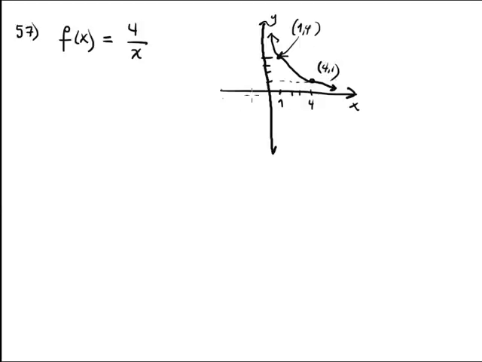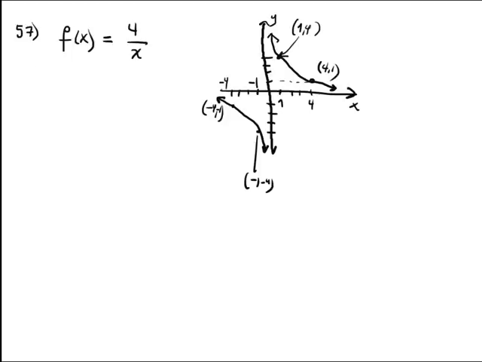And when you change, for example, x equals -1, the value is -4. This point is (-1, -4). And when x is -4, the value is -1, so the point is (-4, -1). We have another point. This is the graph.